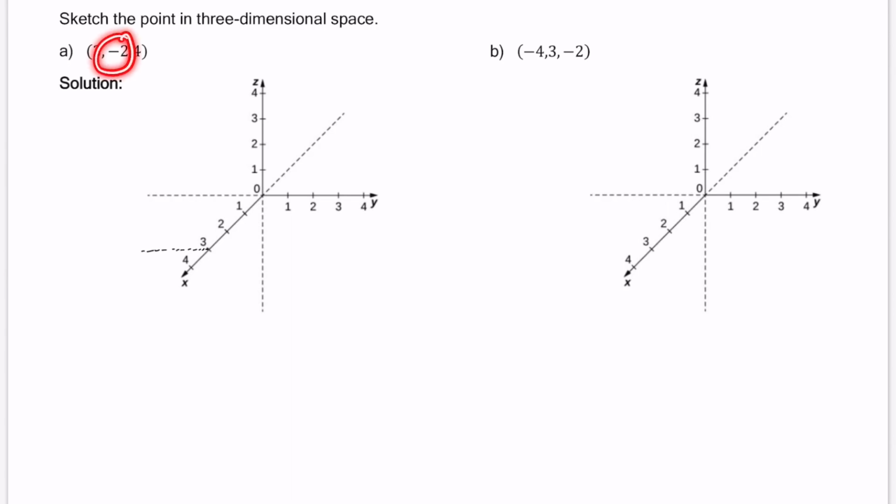Let's go ahead and locate -2. To do that, let's first mark out some hashes here. So this is 1, 2, 3. I'll go all the way out to -4. So -2 would be here. So again, at -2, I'm going to sketch out a line that's parallel to the x-axis.